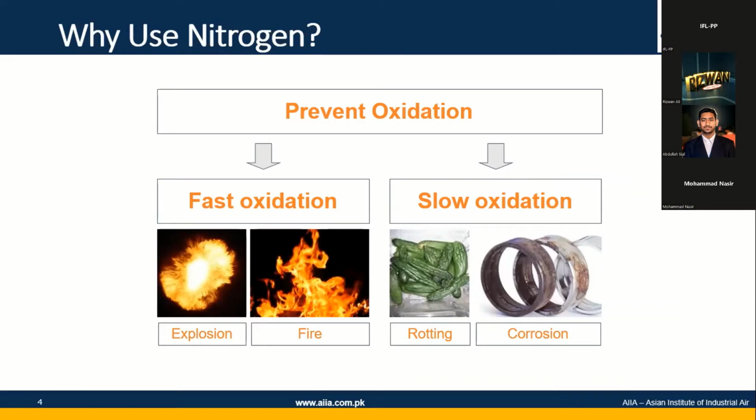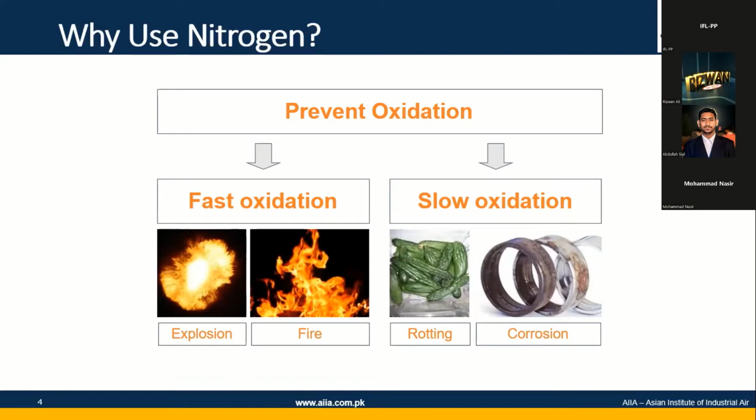Similarly goes with metal things. In metals, corrosion happens if oxygen is there. So we need to remove this oxygen from the system. So in the old days, we used to buy the ice.